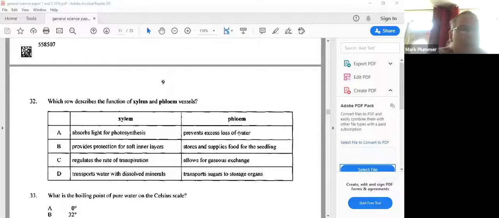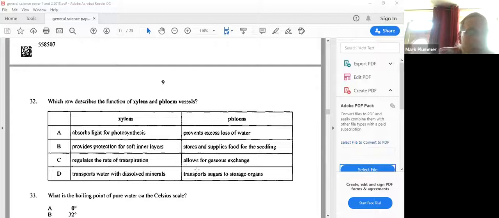Number 32. Which row describes the function of the xylem and the phloem vesicles? They would be what's in the stem that we talked about that came up in the earlier question at the start of the test. The answer to number 32, you have to read it. You have to look at which one is which in here. So the answer to number 32 is D.